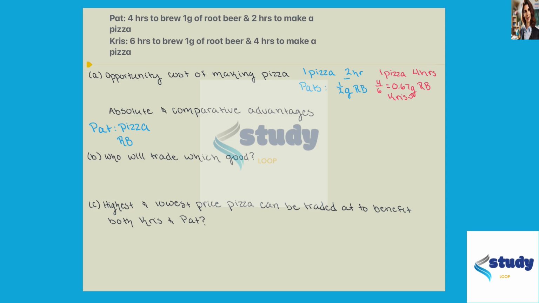But now comparative advantage, which is what we really want to be looking at, is where we start to compare opportunity costs, because we want to know who has to spend the least to make a pizza. We're looking at whose opportunity cost is lower to make a pizza. So we said that Pat's opportunity cost of making a pizza is a half gallon of root beer, versus Kris's opportunity cost of making a pizza is 0.67 gallons of root beer. So we see that Pat's opportunity cost is lower than Kris's. So what we can assume here is that Pat has the comparative advantage in making pizza.